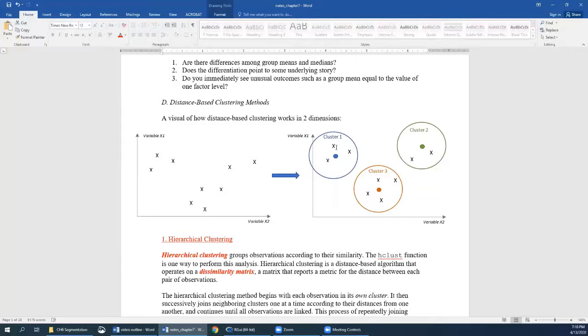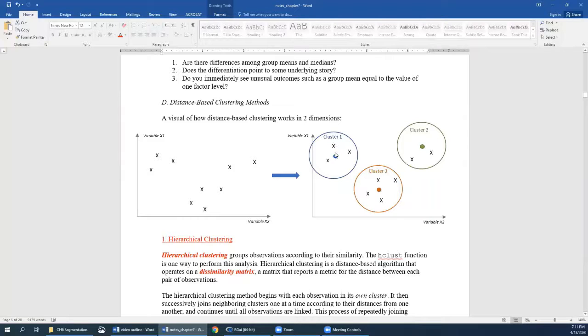But k-means and PAM are both distance-based, and so they're using the same distance method where things have to be close together in space, but they're using partitioning. So you start with all of your observations in a cloud, and then you're dividing up the cloud to minimize space of observations within the cluster and maximize space between clusters.